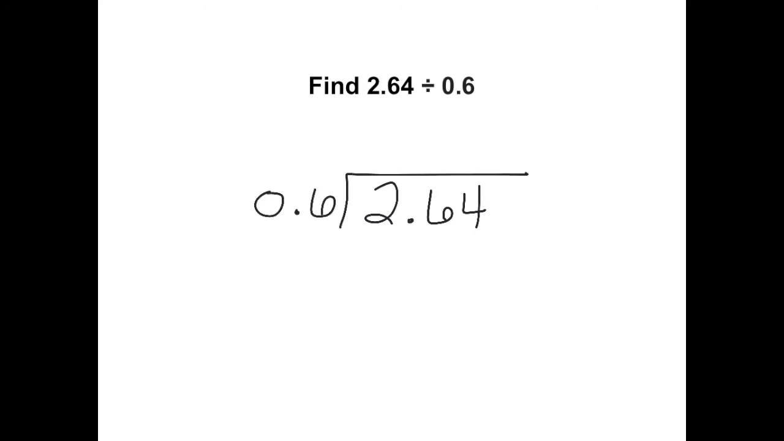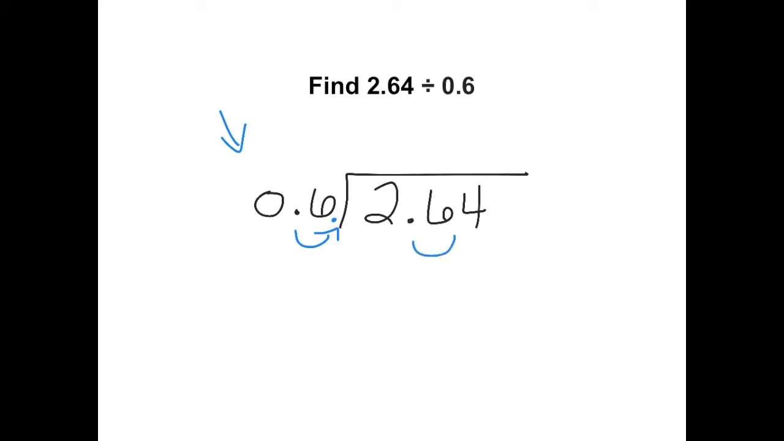Find 2.64 divided by 0.6. So 2.64 would go on the inside, and it's being divided by 0.6. So when we're dividing decimals, we want to make the number on the outside a whole number. So to make this a whole number, we'd have to move the decimal over one place.